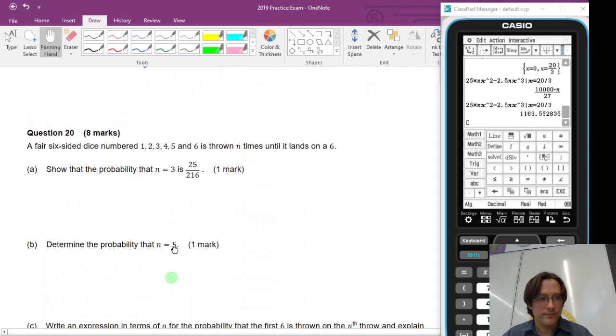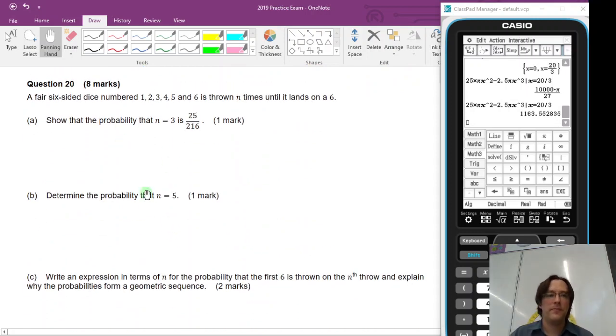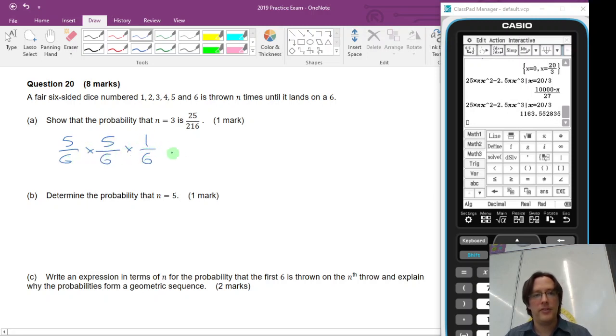Okay, let's go. So, next up, a fair six-sided die is numbered 1, 2, 3, 4, 5, and 6, and it's thrown n times until it lands on a 6. Probability that n is 3 is that. We've got to show that. So for us to get 3 rolls until it lands on a 6, you've got to roll not a 6, not a 6, and then a 6. That is equal to 25 over 216. 6 times 6 times 6 is 216.